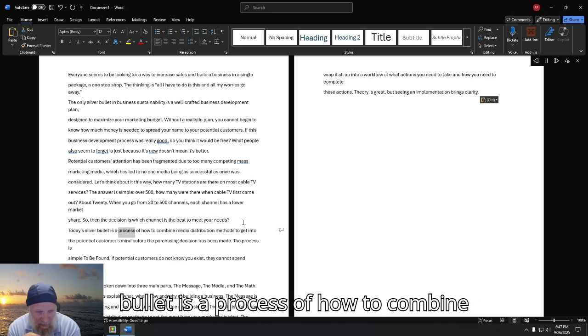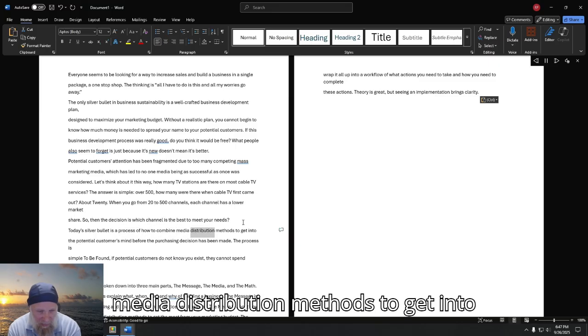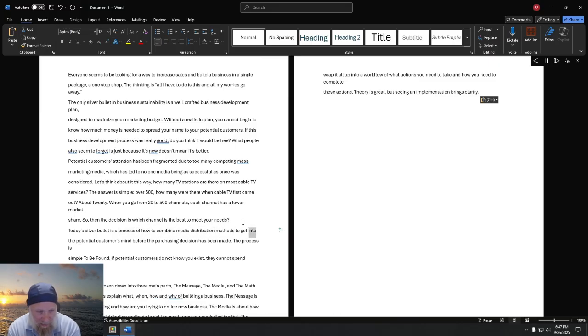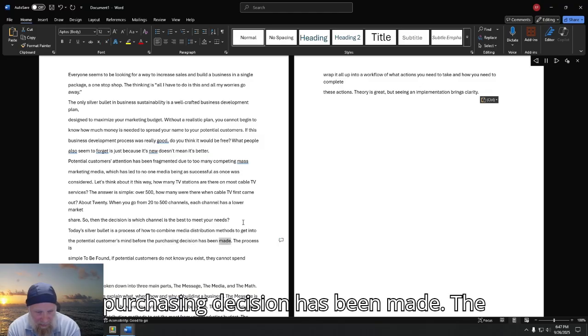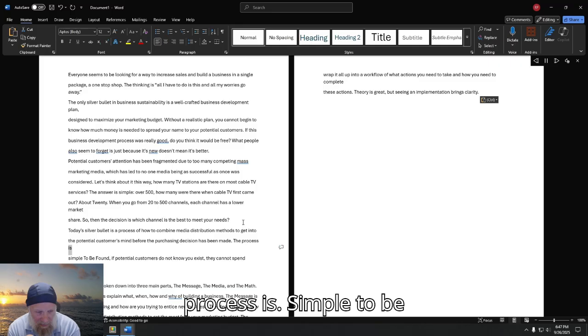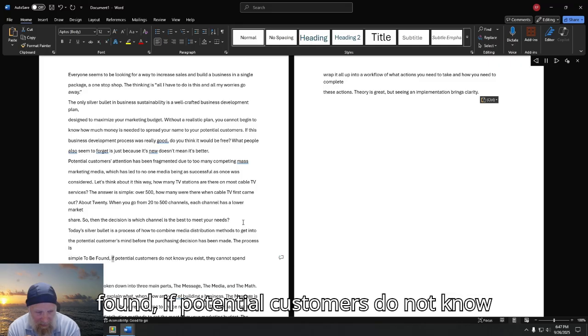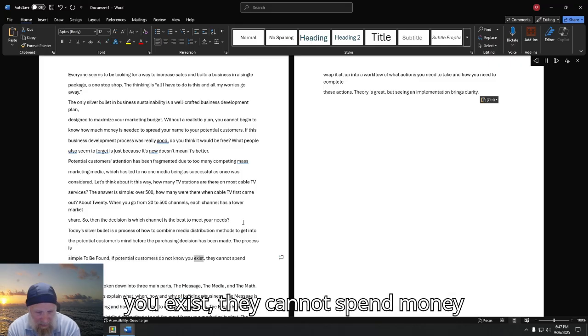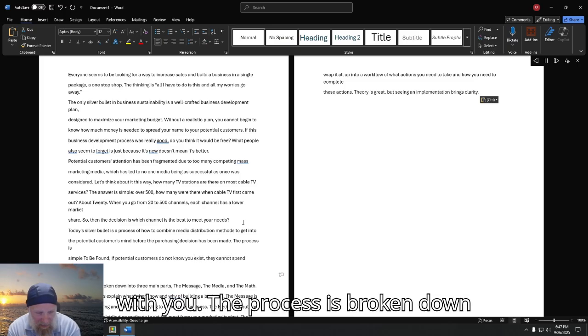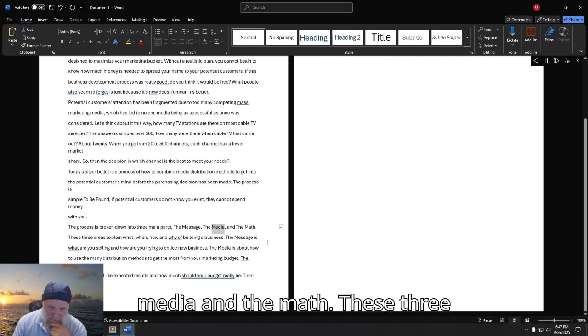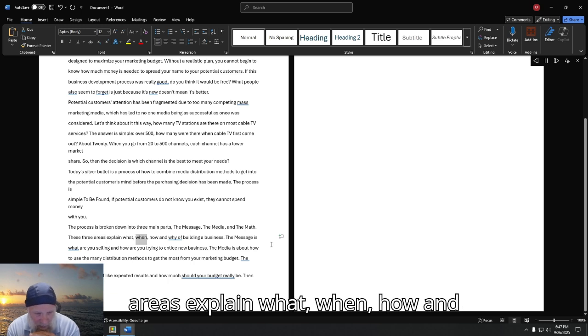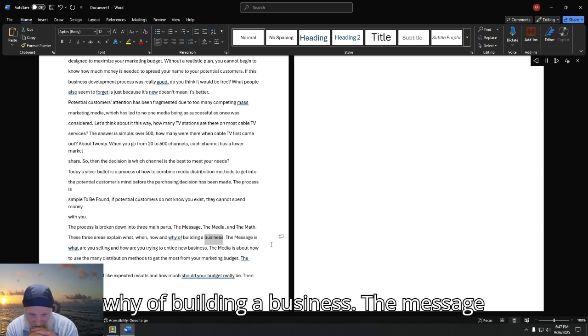Today's silver bullet is a process of how to combine media distribution methods to get into the potential customer's mind before the purchasing decision has been made. The process is simple: to be found. If potential customers do not know you exist, they cannot spend money with you. The process is broken down into three main parts: the message, the media, and the math. These three areas explain the what, when, how and why of building a business.